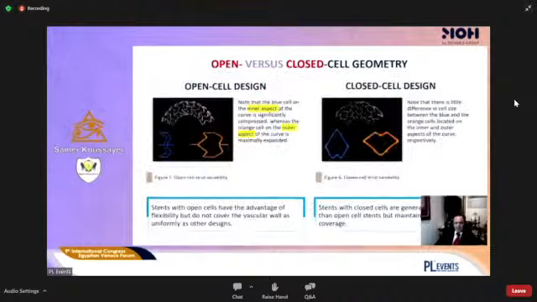The second thing is that when you curve the stent, if you look at the inner part of the stent, the blue one, you see how it's compressed, whereas the outer one is being stretched.